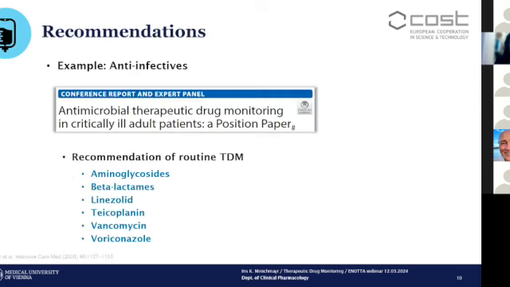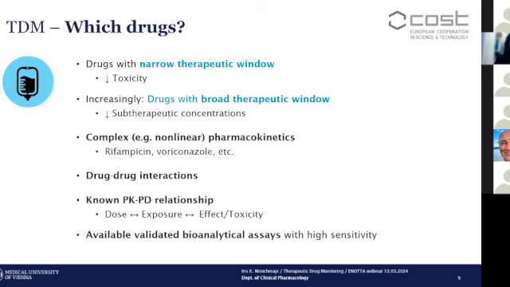TDM is further common for drugs with nonlinear pharmacokinetics or for drugs that are prone to drug-drug interactions. And for all these drugs, it is important that the relationship between the dose, exposure, and response is known, and that a target that indicates efficacy or toxicity has been established. And another prerequisite, of course, is that a validated bioanalytical assay is available.